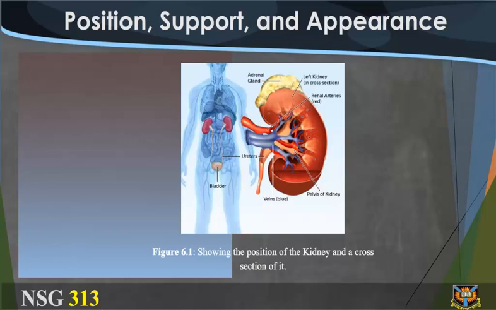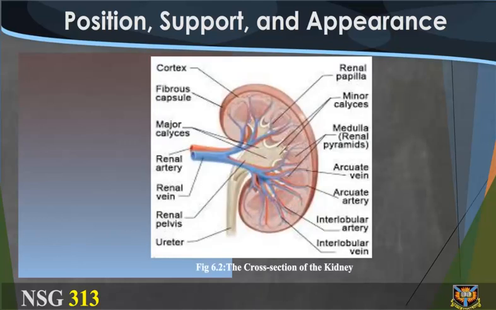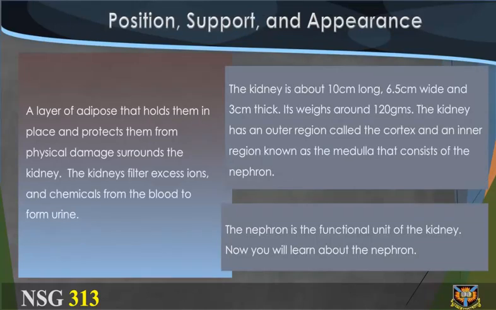A diagram: position, support, and appearance. The cross section of the kidney. A layer of adipose tissue that holds them in place and protects them from physical damage surrounds the kidney. The kidney filters excess ions and chemicals from the blood to form urine.